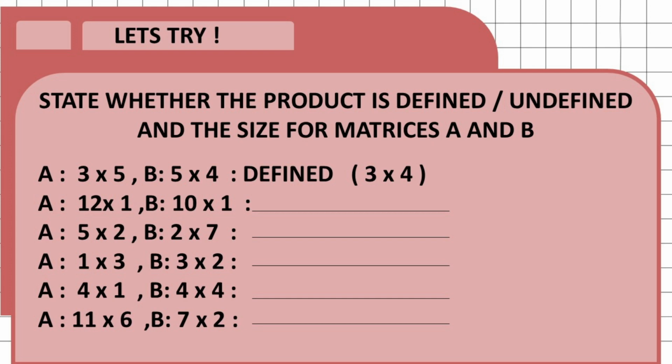Now state whether the product is defined or undefined and the size for matrices A and B. So we have example number 1. Matrix A is 3 by 5 and matrix B is 5 by 4. Since the inner numbers are equal, which is 5, we can proceed to multiplication and the product is defined. And of course, we have the outer 3 and 4, so the size of our matrix is 3 by 4. Now you can pause the video if you want to try.